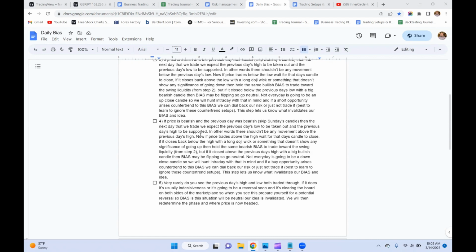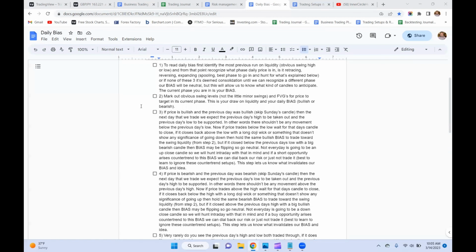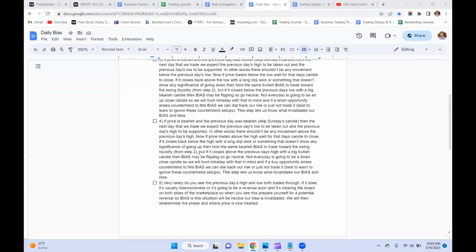Now, if price trades above the high, you want to wait for that day's candle to close. If it closes back below the high with a long doji wick or something that doesn't show any significance of going up, then hold the same bearish bias to trade toward the swing liquidity from step 2 that we marked out. But if it closed above the previous day's high with a big bullish candle, then bias may be flipping, so go neutral. And we want to remind ourselves, not every day is going to be a down close candle, so we will hunt intraday with that in mind.